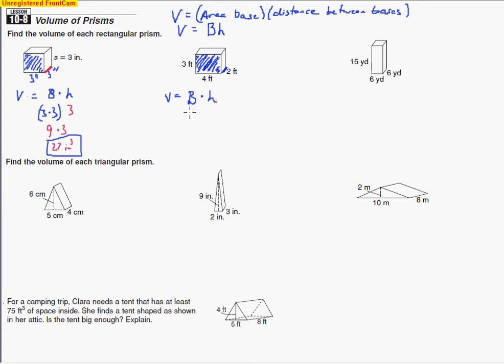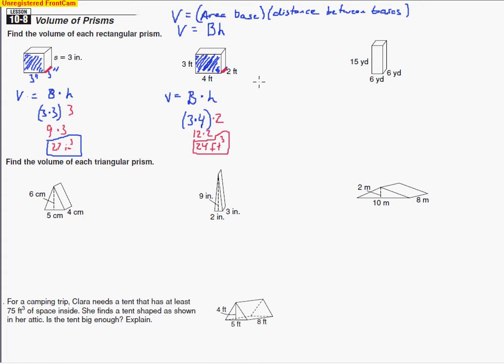Our base is going to end up being 3 times 4. Now the height is, again, the distance between the two bases, so it happens to be 2. I multiply these numbers: 12 times 2 makes 24. So it's 24 cubic feet. It's cubic because we're multiplying feet times feet times feet. 3 feet multiplied together gives me feet to the third power.